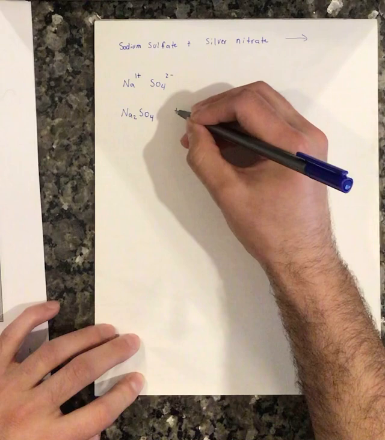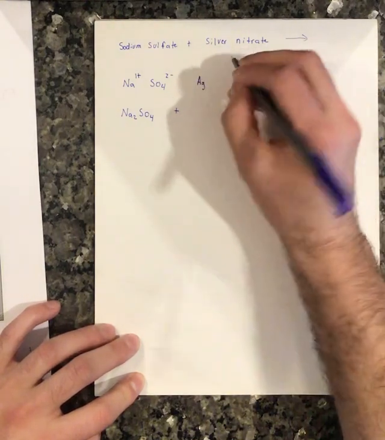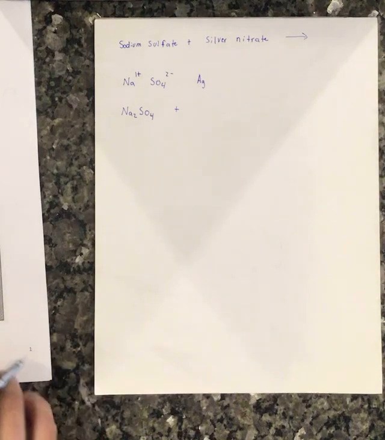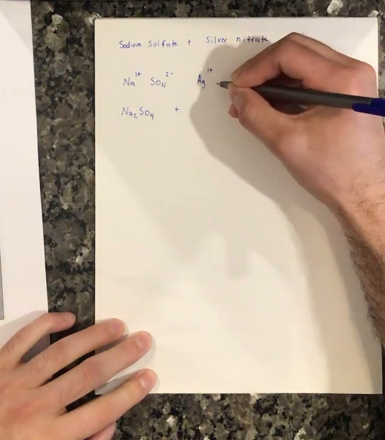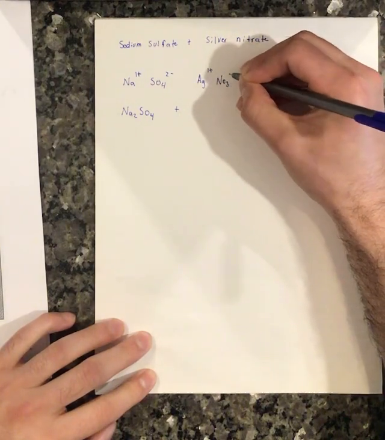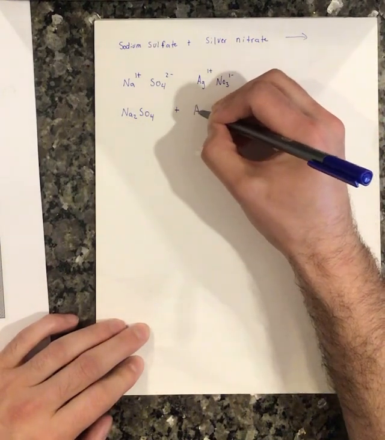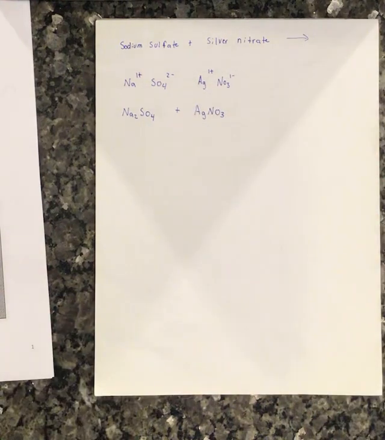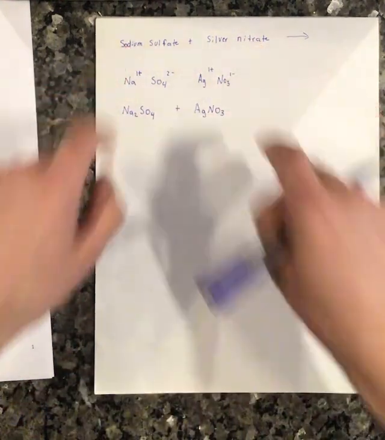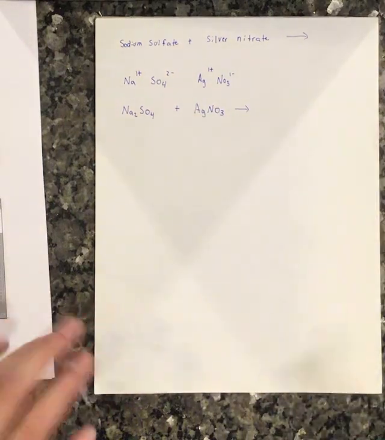Next, we'll have silver nitrate. Silver is Ag, and if I'm not mistaken, if you look at your periodic table, it makes a 1+ charge. Nitrate, on the other hand, is NO3, and it's 1-. So we would have AgNO3. Okay, so those are our two reactants here. Now, what we're going to try to figure out is what our products are.